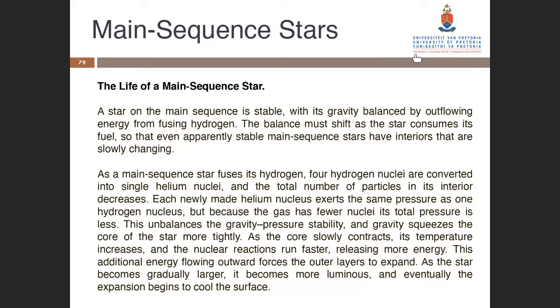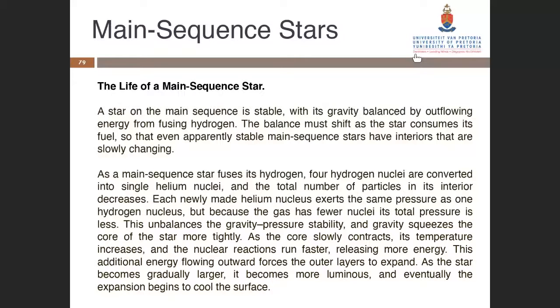So the life of a main sequence star. A star in the main sequence is stable, with its gravity balanced by outflowing energy from fusing hydrogen. The balance must shift as the star consumes its fuel, so that even apparently stable main sequence stars have interiors that are slowly changing.